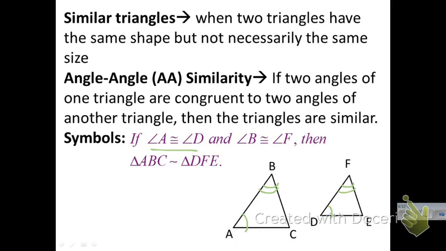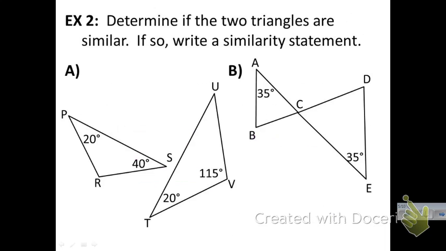And I wanted to point out that the way that we label these or order them is very important. We can see that angle A has to line up with D of the second triangle, angle B has to line up with F, and C has to line up with E. So our job is to try to prove that those two angles are congruent, and then we can say that the triangles are similar.